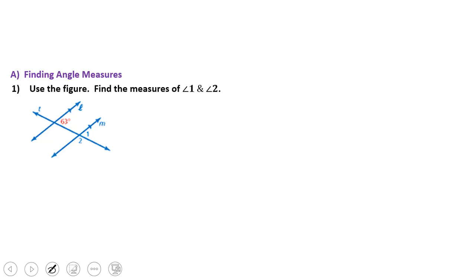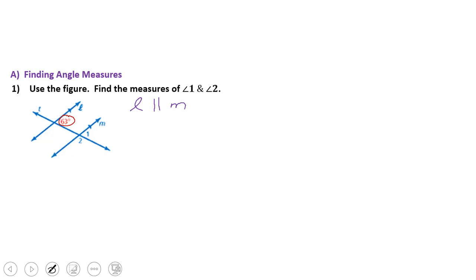So in looking at this picture, we are just going to assume that line L is parallel to line M, cut by transversal T. And we want to find the measure of angles 1 and 2.